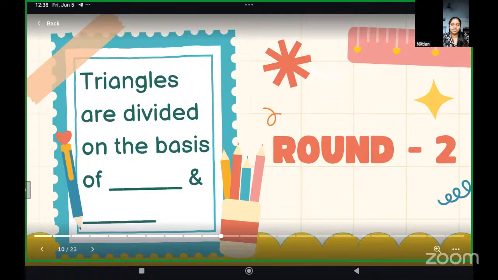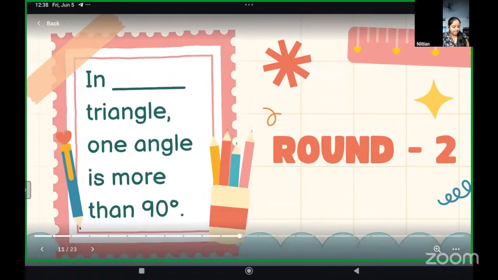Triangles are classified into two categories, dash and dash. Sides and angles. Okay. Next question for Hannah. In dash triangle, one angle is more than 90 degrees. Ma'am, obtuse. Okay.